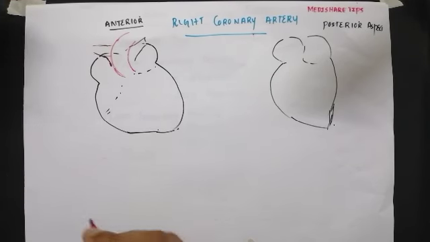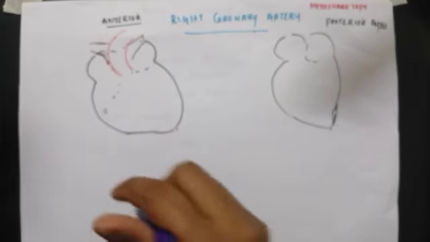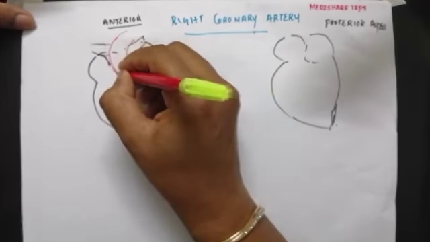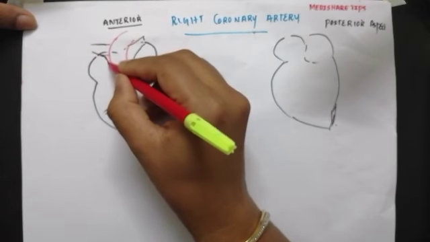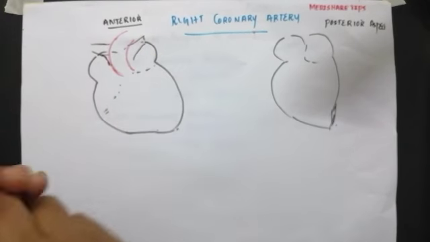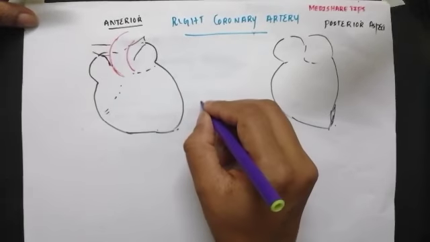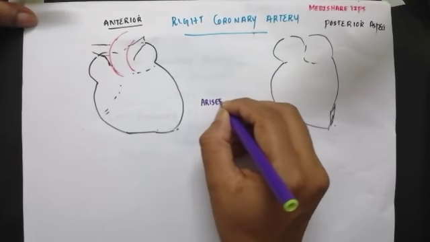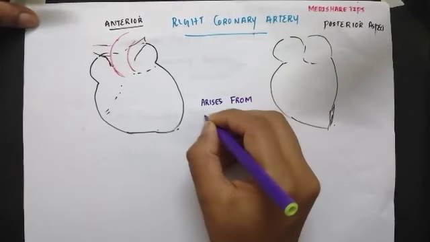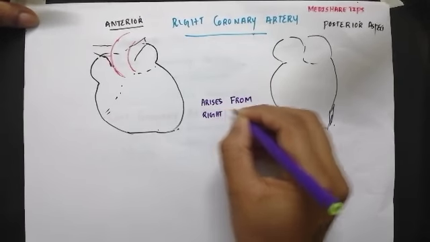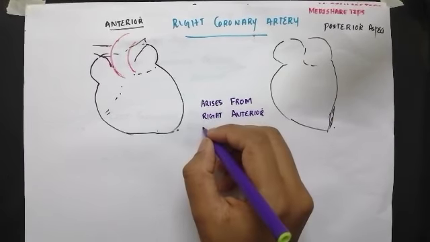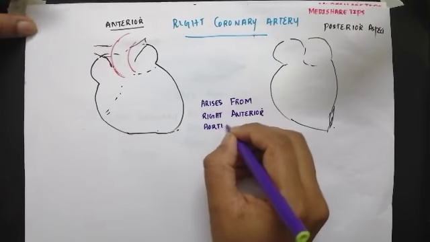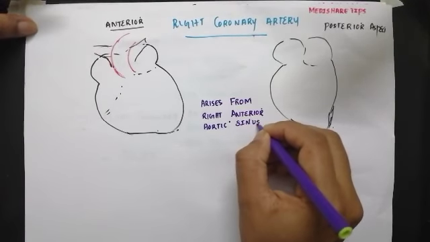So, we will be discussing the right coronary artery. We will discuss the extent and then the branches. The right coronary artery arises from the right anterior aortic sinus of the ascending aorta.